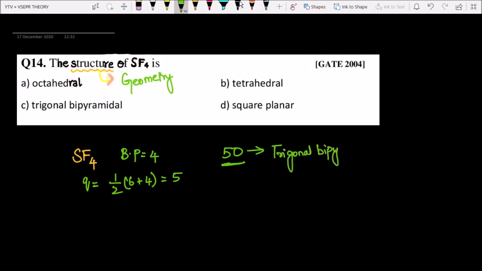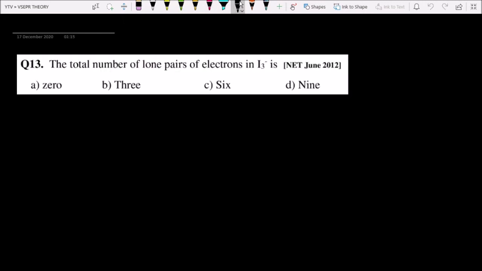So the answer is trigonal bipyramidal. So it is option C. Let's move to the next question. In this question, they are asking us to find the total number of lone pairs of electrons that are present in I3 minus. Total number.